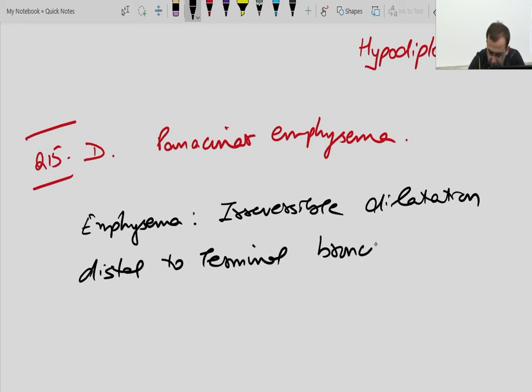Emphysema is irreversible dilatation distal to the terminal bronchiole. What is present distal to the terminal bronchiole? Respiratory bronchiole, alveolar duct and alveolar sac, which is called an acinus. So it is irreversible dilatation distal to the terminal bronchiole.